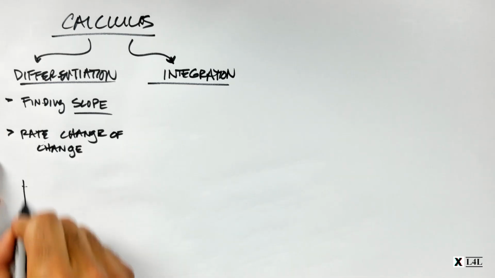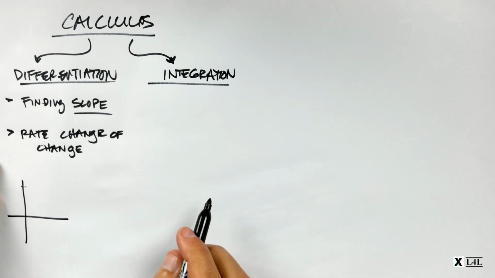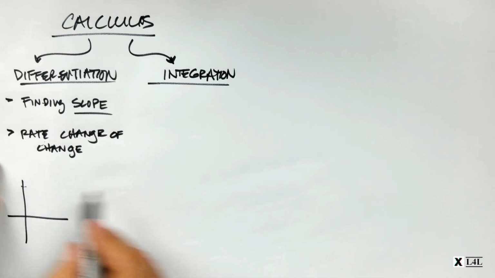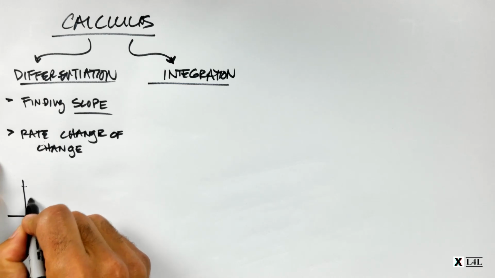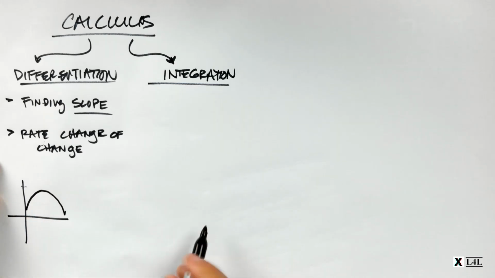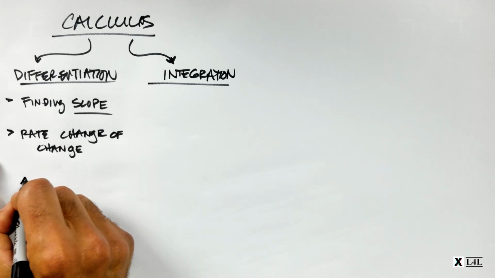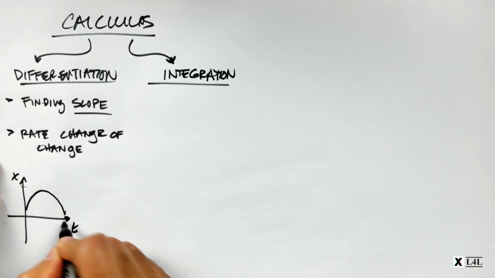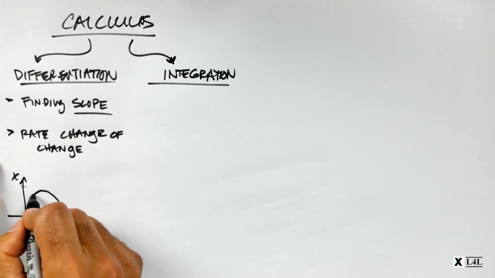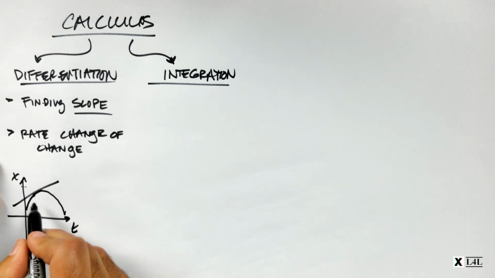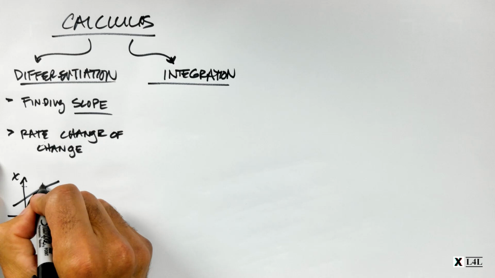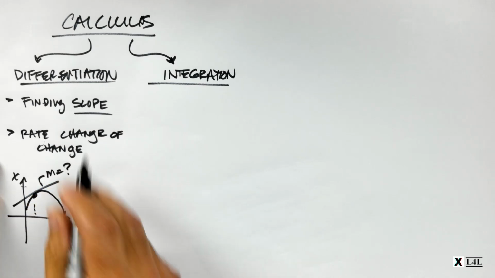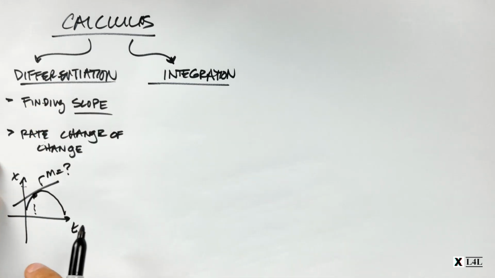So graphically, if we're looking at something, let's just say a ball is being thrown upward and coming back down, so this would be a position versus time graph here. We would be looking at, let's say, the slope at this particular point in time. How do we go about doing that? So what is this slope here? Well, differentiation, or taking the derivative, is going to help us in this case.